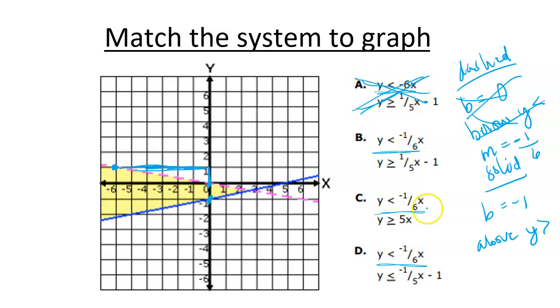But B is -1/6, C is -1/6, D is -1/6. Okay. So let's see if we can get the solid line to help us out. So my solid line needs to have a y-intercept of -1. So we've got a -1 here. Not in this one, so we can get rid of that one. And we have a -1 here. Okay? Let's see what else we can look at.